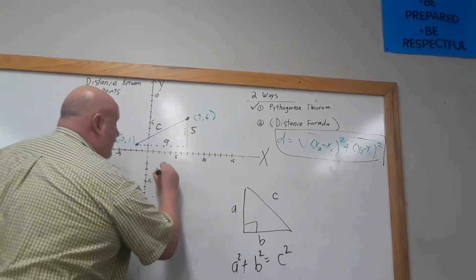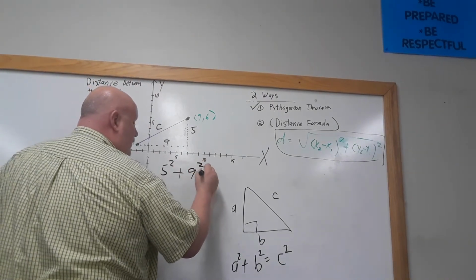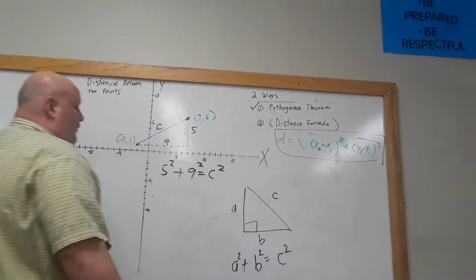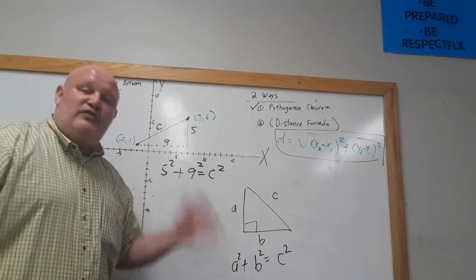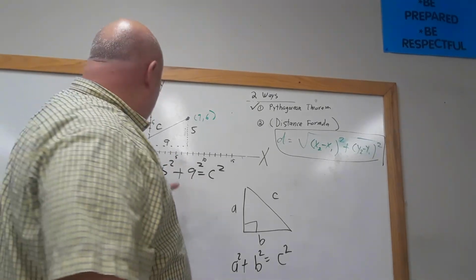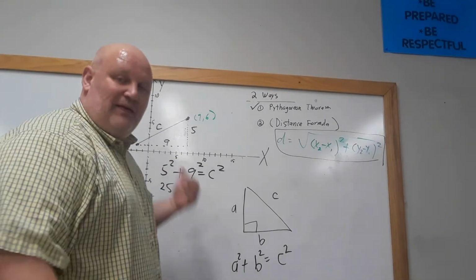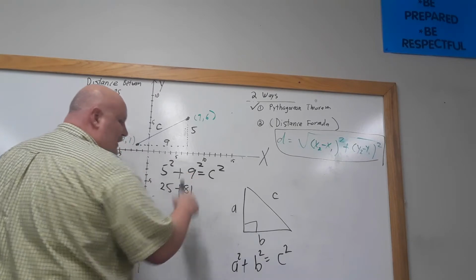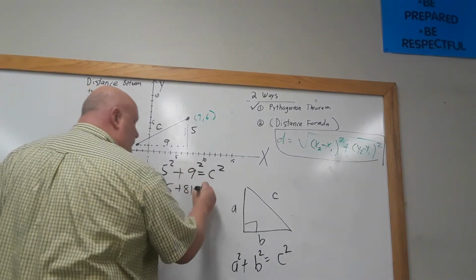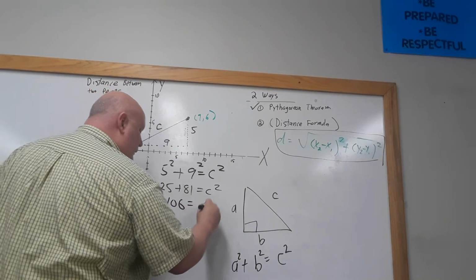So anyway, 5 squared plus 9 squared equals C squared. Call one of them A, the other B, equals C squared. Just want to solve this down. So 5 times 5, 25, not 10. 9 times 9, 81, not 18. All right, C squared. To do the math, that's 106.